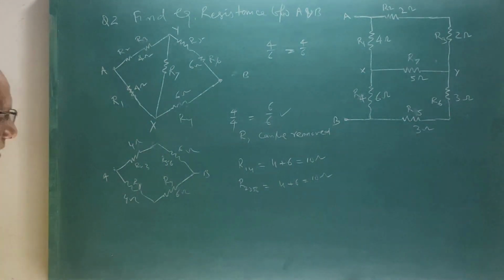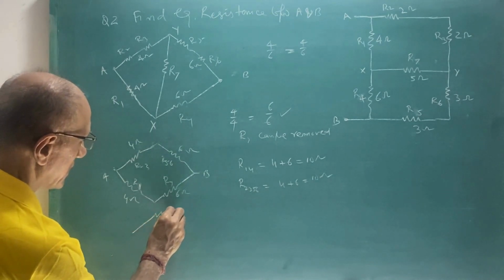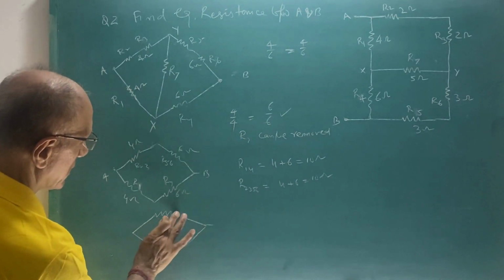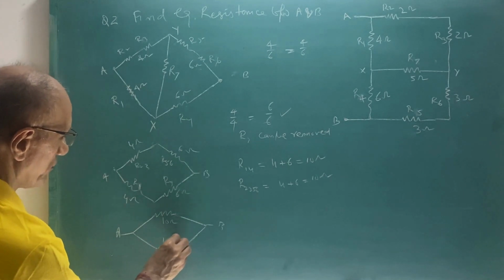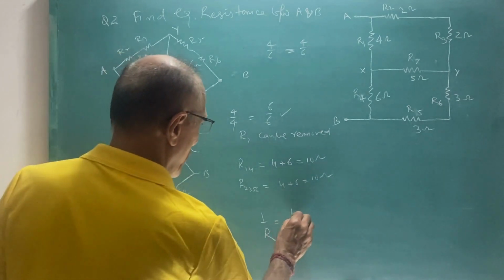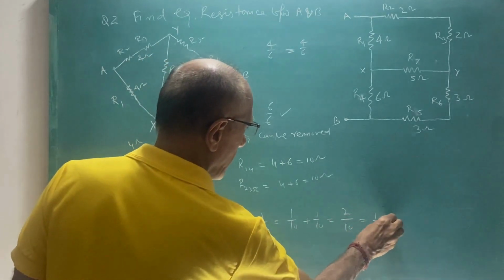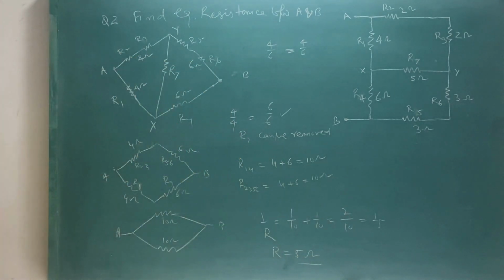And now we can have this as B, this is A, this is 10 ohm, and this is 10 ohm. So for the equivalent circuit resistance, 1 by R equals 1 by 10 plus 1 by 10, that is 2 by 10, that is 1 by 5. So R becomes 5 ohm. Let us explain it again.